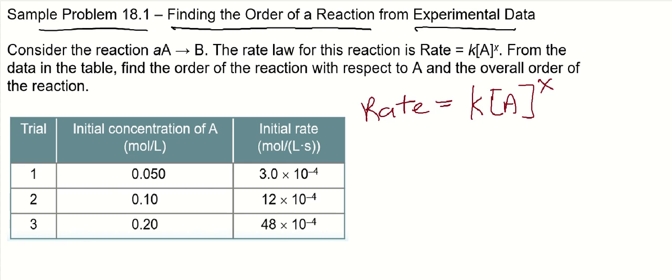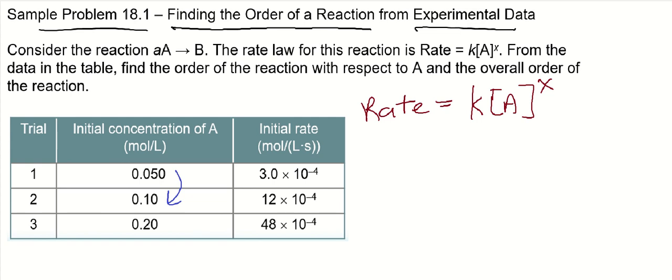So to figure this out, you can pick any two trials. Let's just go one and two. We're going to compare these trials. You could have picked 2 and 3 and got the same answer, or if you want to challenge yourself and make it harder, you can compare 1 and 3. In any case, there's only one reactant, so you can pick any two trials you want.